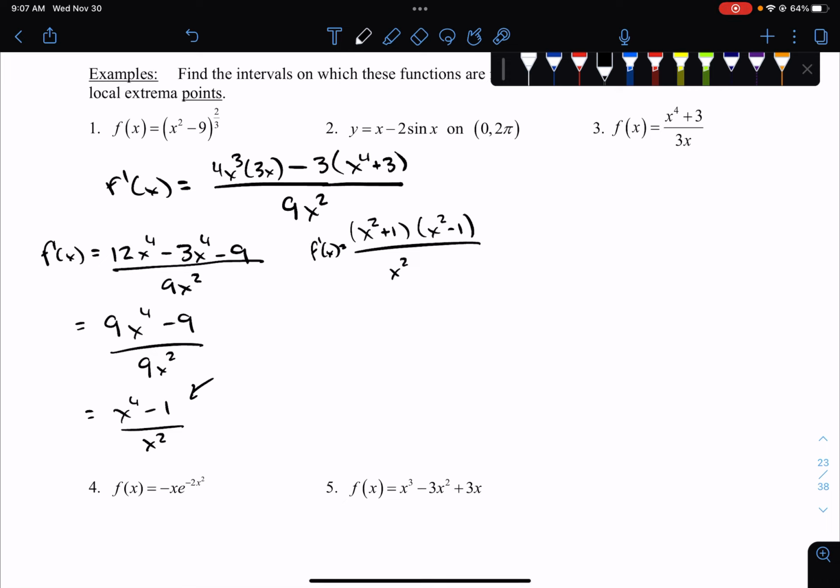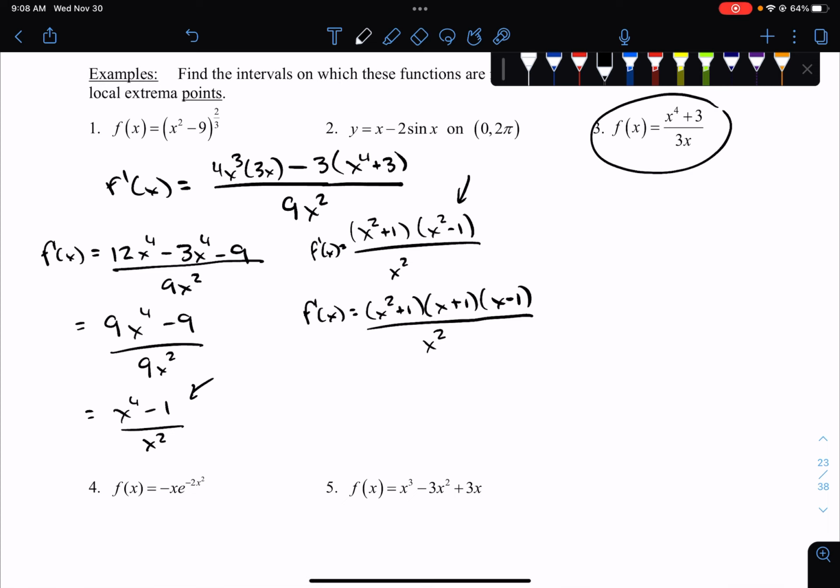And it can be rewritten even one more time because x squared minus 1 is also a difference of squares. So I have x squared plus 1, x plus 1, x minus 1, and all of that is over x squared. Okay, so a couple of things I need to look at. First things first, the original equation has an x on the bottom, which gives me a domain restriction. x cannot be 0, right? Because that makes the denominator of my original function 0, and that's not okay.